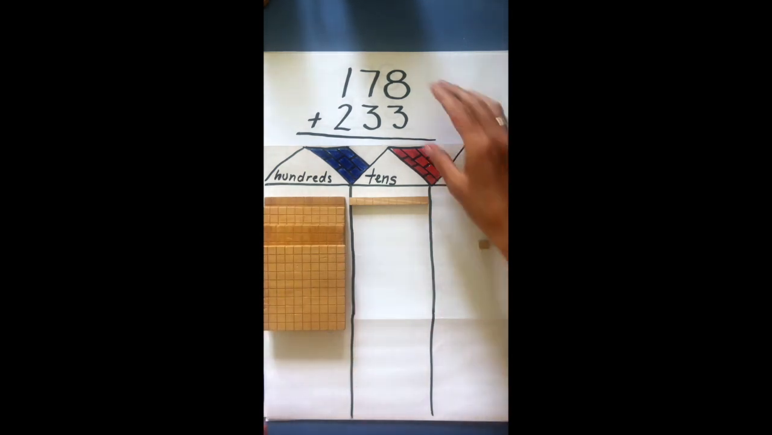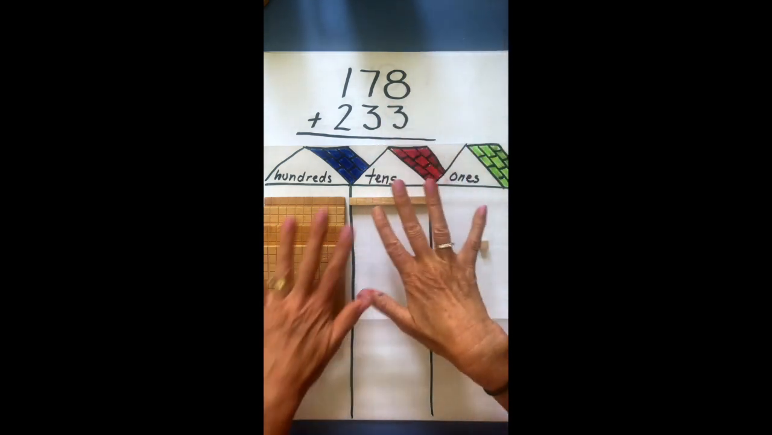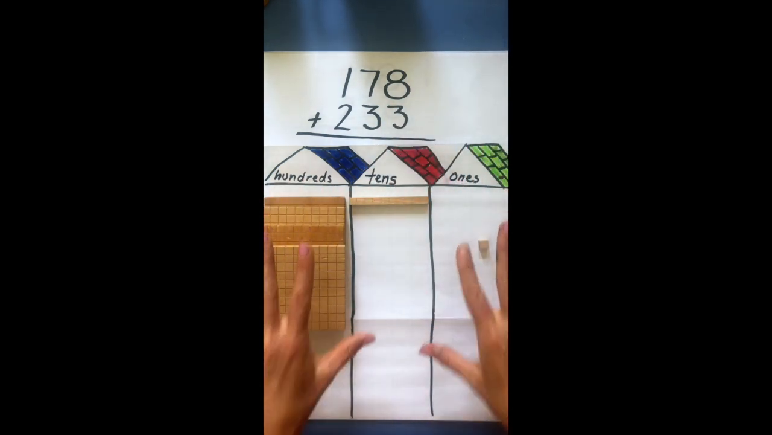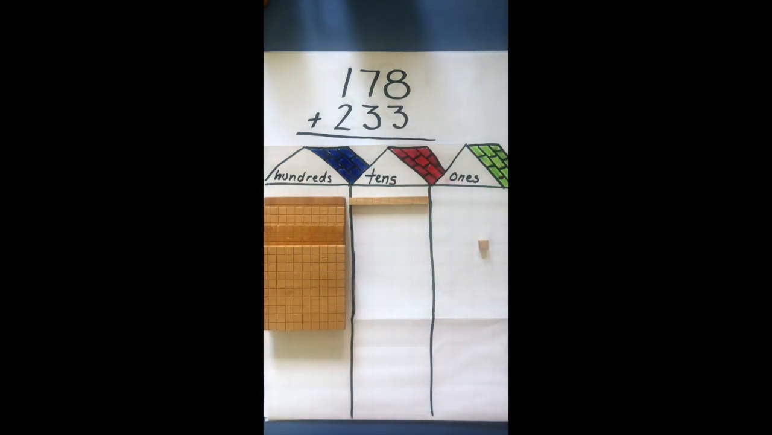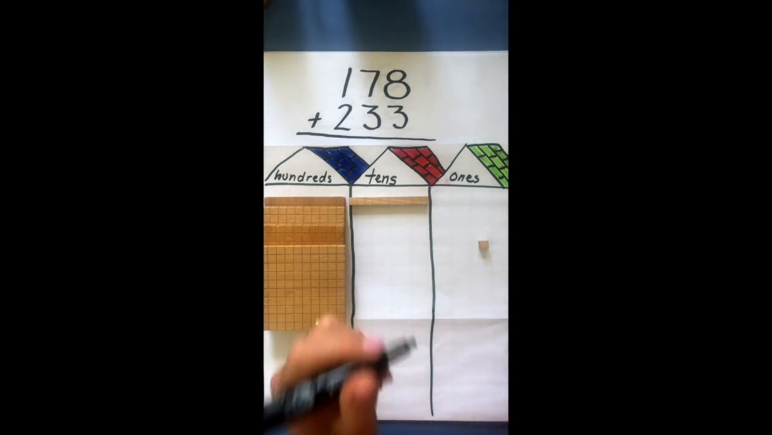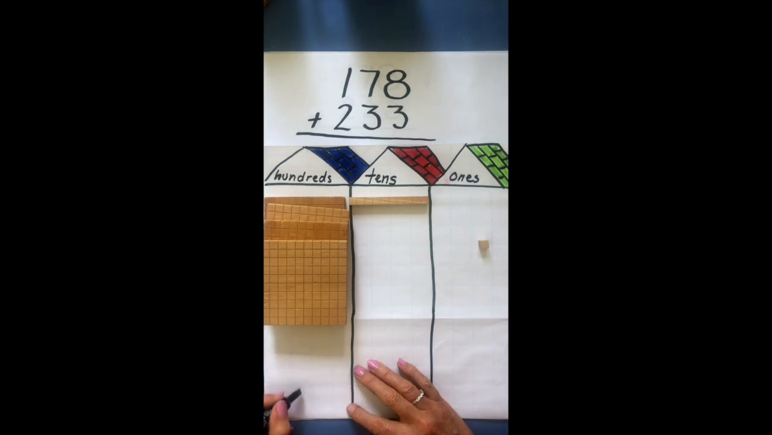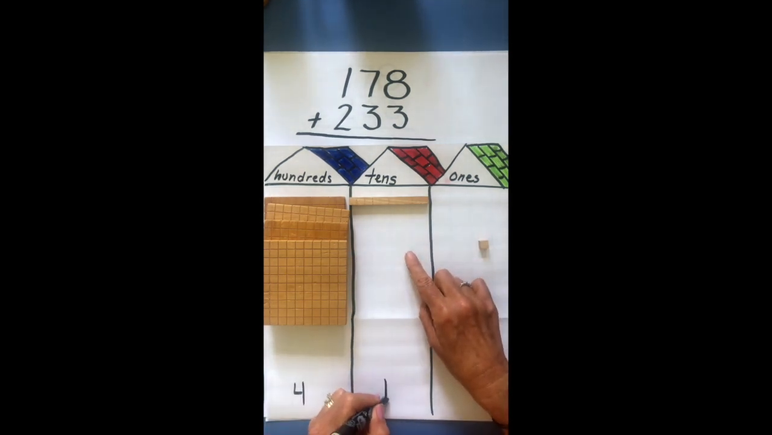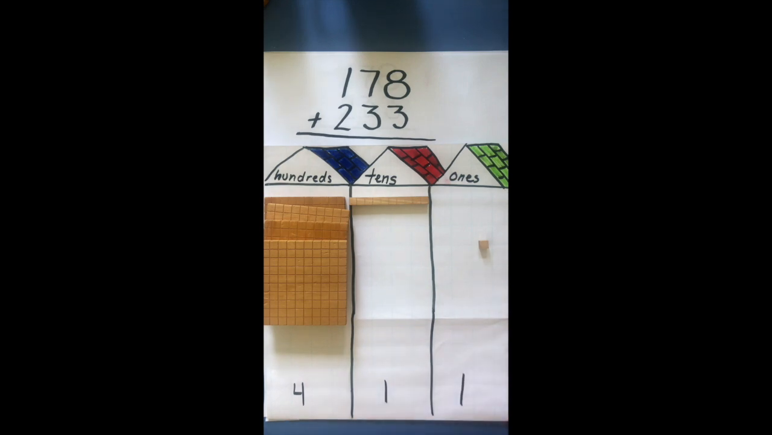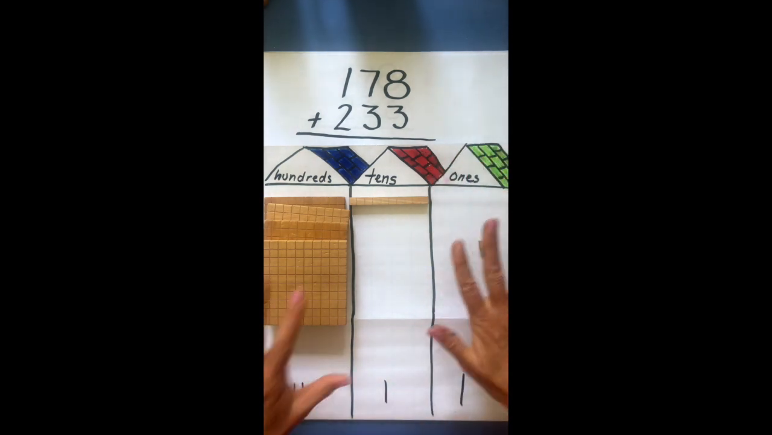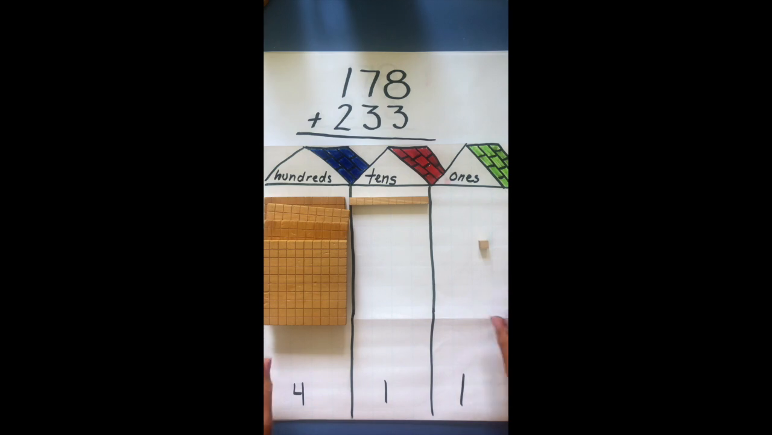So now I've basically just changed this number. I've regrouped it so it's nice and orderly. And my answer here is 400. So it's 4 hundreds, 1 ten, and 1 one. So that's the way I would solve this problem if I had base 10 blocks.